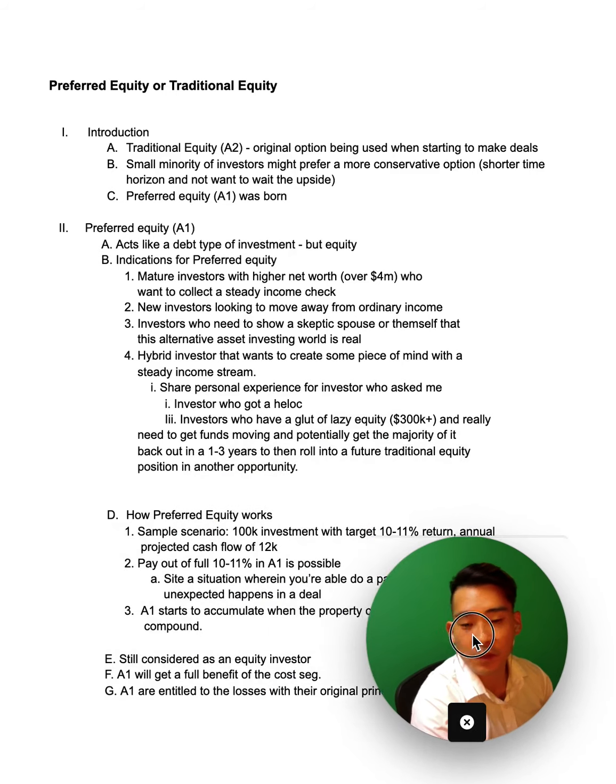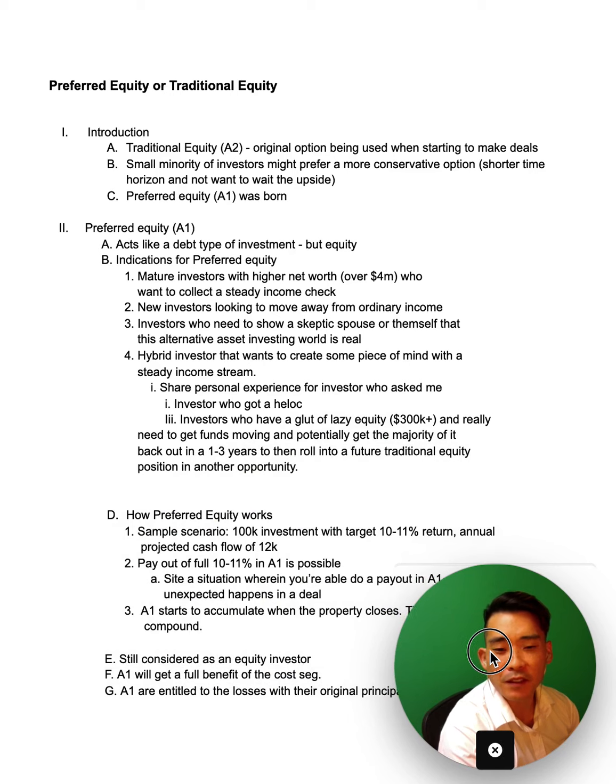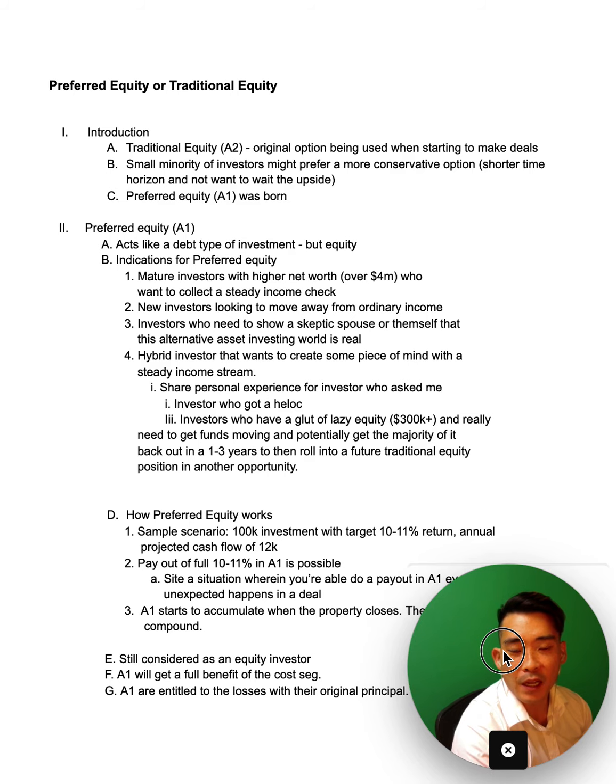Hey investors, want to go over preferred equity versus traditional equity. In different deals, they're called different things: A1, A2, or Class A, B, C. But if this is new to you, we're going to be going over the story and how we started to implement these options in deals.